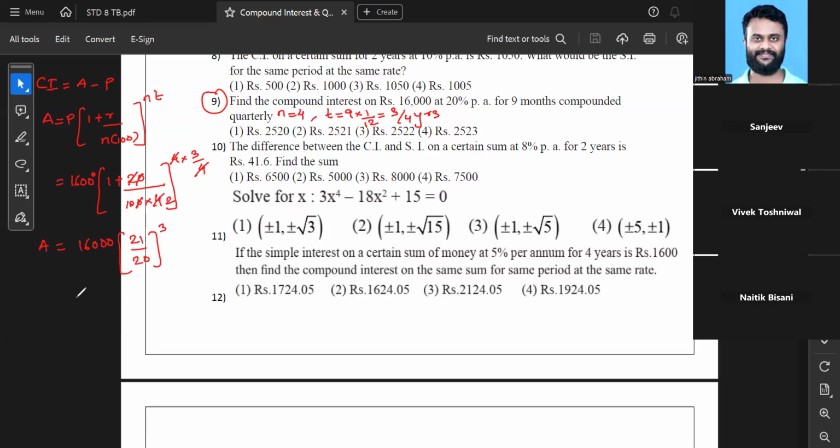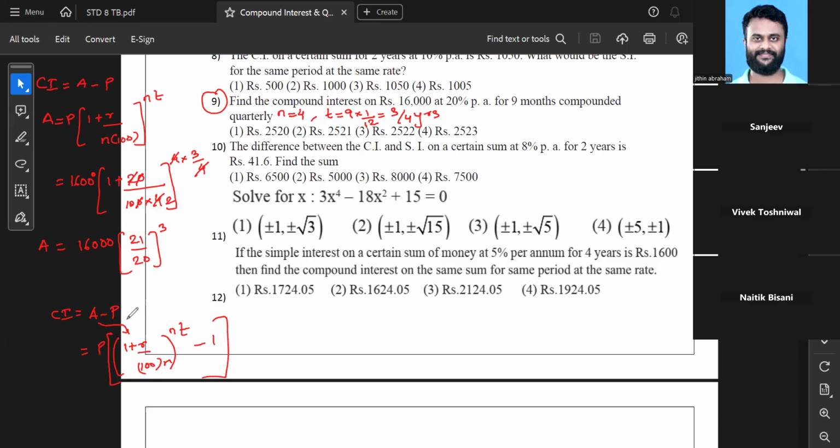Now, what they're asking is compound interest, right? Compound interest is amount minus principal. Now, this is principal, right? So from here, I can take principal common, because this formula also has principal and this also has principal. From both places, when I take principal common, I'll be left with 1 plus R upon 100n raised to nt minus 1. Did you understand the logic behind this?